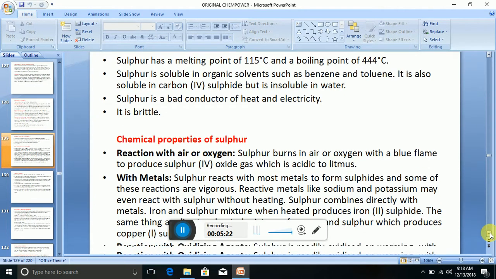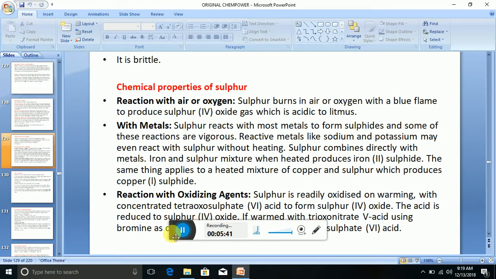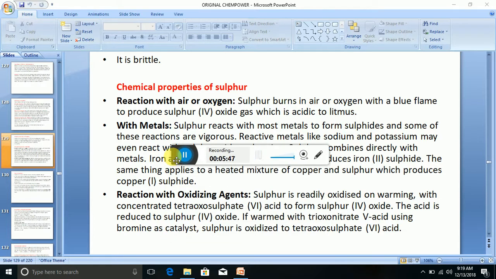Reaction with oxidizing agents. Sulfur is readily oxidized on warming with concentrated tetraoxosulfate 6 acid to form sulfur 4 oxide. The acid is reduced to sulfur 4 oxide. If warmed with trioxonitrate 5 acid using bromine as catalyst, sulfur is oxidized to tetraoxosulfate 6 acid.